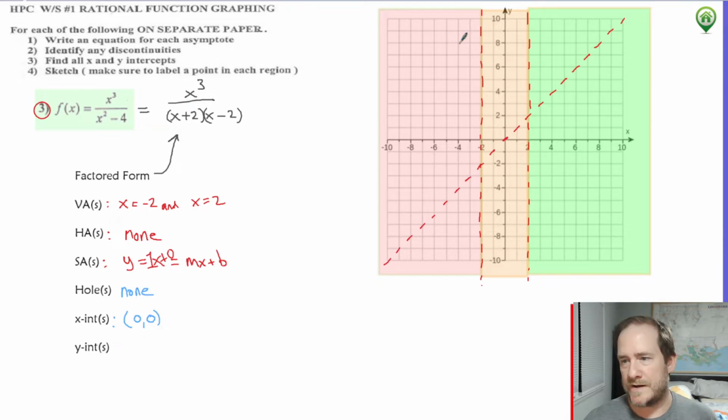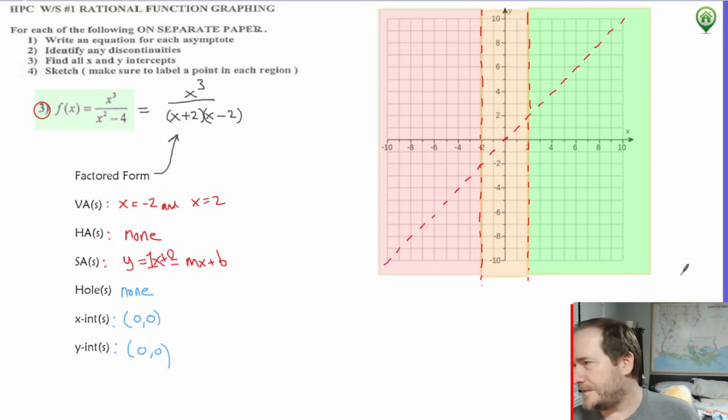Are there any y-intercepts? Well, the y-intercepts occur at what you get when you plug in 0. So I actually just did this already. But it's 0, 0. So the x and y intercept are the same point. They're both 0, 0. Now something else just happened too that you probably picked up on.